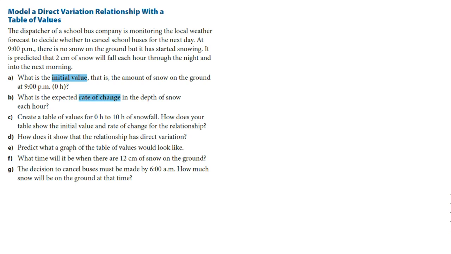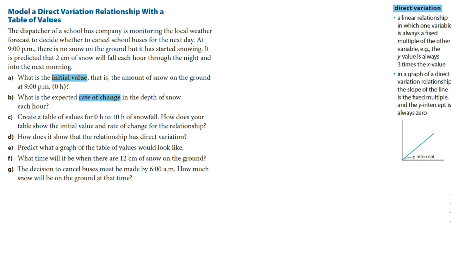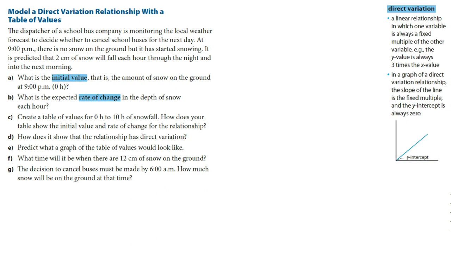Okay, so in this unit, we're going to look at something called a direct variation. A direct variation is a linear relationship in which one variable is always a fixed multiple of the other variable. So basically that means I can take the independent variable and multiply or divide it by some number to get the dependent variable, and that works every time. For example, the y value will always be 3 times the x value.